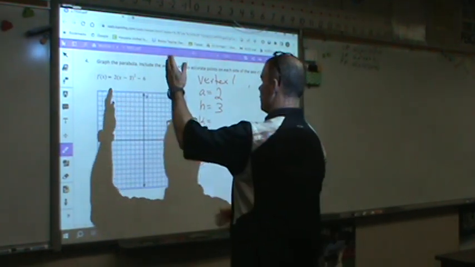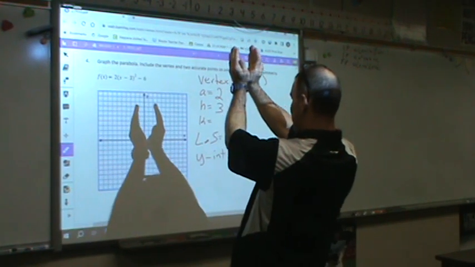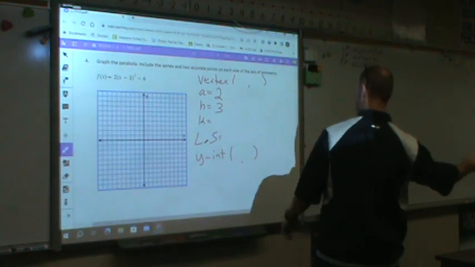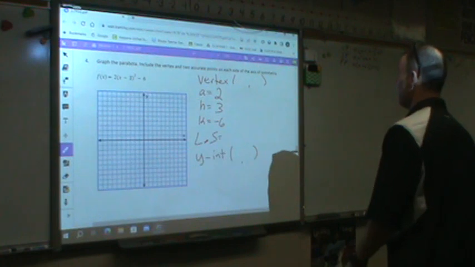Okay? Because remember, when we graph it, remember the Desmos activity we did? My graph is right here. If it's x negative 3, it actually shifts to the right. So it's plus. What's K? Negative 6, all right? So now we identified A, H, and K.